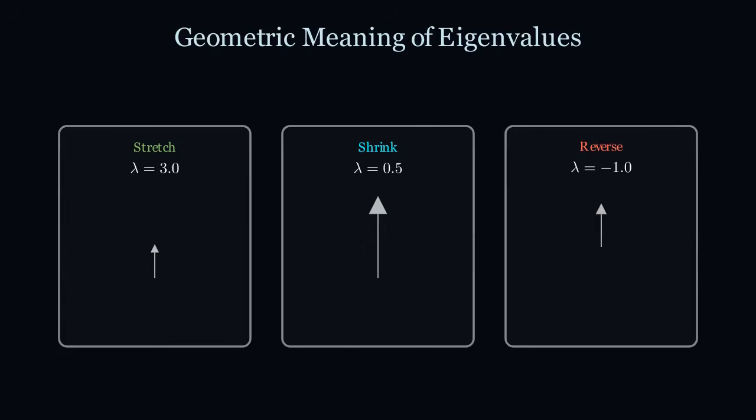An eigenvalue of 3 means any vector along that axis triples in length. An eigenvalue of 0.5 means it shrinks by half. A negative eigenvalue points the vector in the exact opposite direction. Geometrically, these eigenvalues quantify the dominant forces of the transformation along the natural axes of the system.